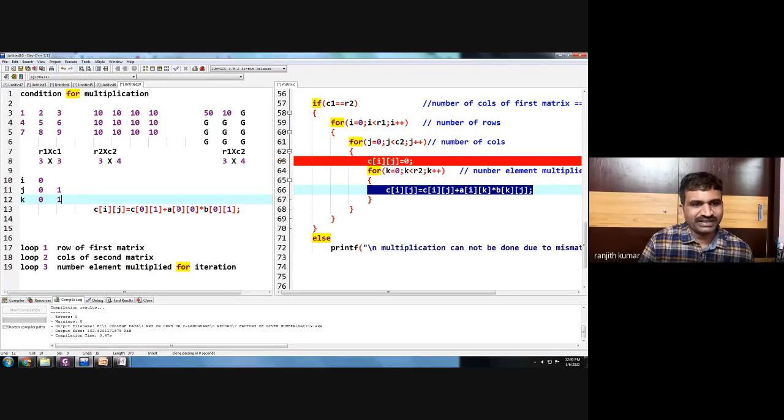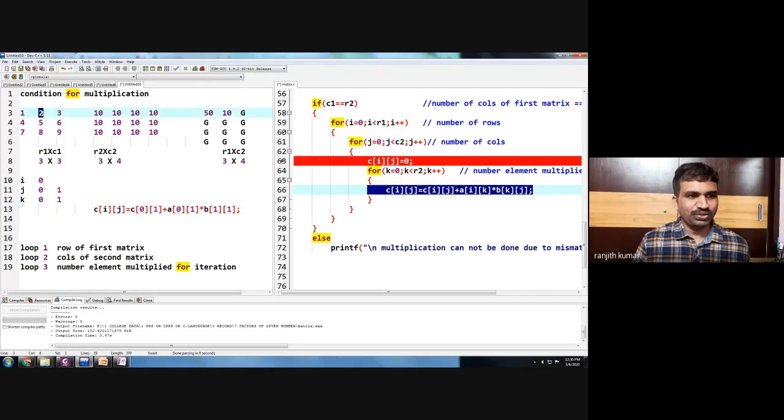Now once again substitute here. So what is A of I? 0 only. What is A of K? A of K will be 1. And what is B of K, J, correct? B of 1, 1. That is what? A of 0, 1, 2 into B of 1, 1, which is 10. So this element and this element will be multiplied. Are we clear? So 2 into 10 will be multiplied. Are we clear? So which will become 30.